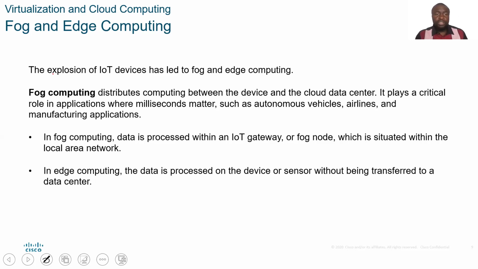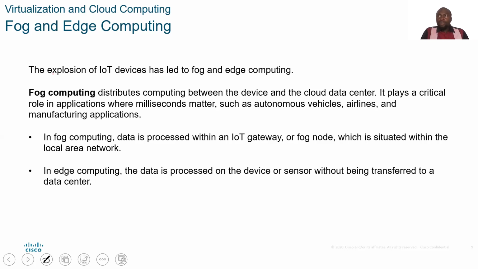So fog computing distributes computing between the devices and the data center. It plays a crucial role in applications where milliseconds matter, such as autonomous vehicles, airlines, and manufacturing applications. So milliseconds matter in all those very well. In fog computing, data is processed within an IoT gateway or a fog node, which is situated within the local area network.